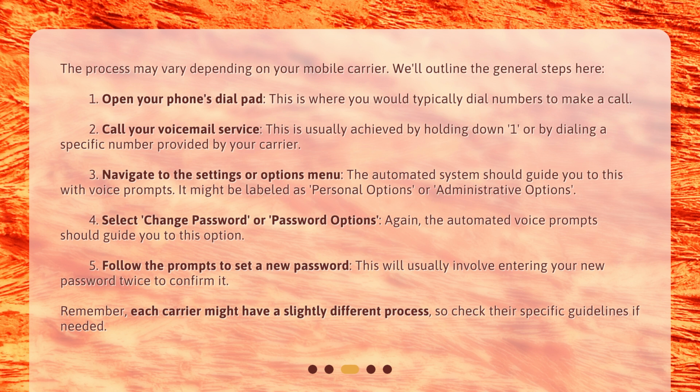3. Navigate to the Settings or Options menu. The automated system should guide you to this with voice prompts. It might be labeled as Personal Options or Administrative Options. 4. Select Change Password or Password Options. Again, the automated voice prompts should guide you to this option. 5. Follow the prompts to set a new password. This will usually involve entering your new password twice to confirm it. Remember, each carrier might have a slightly different process, so check their specific guidelines if needed.